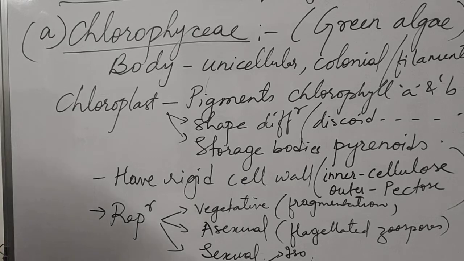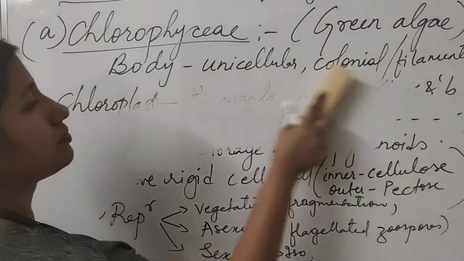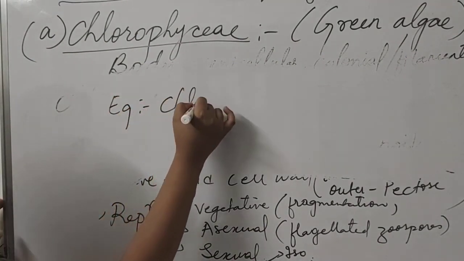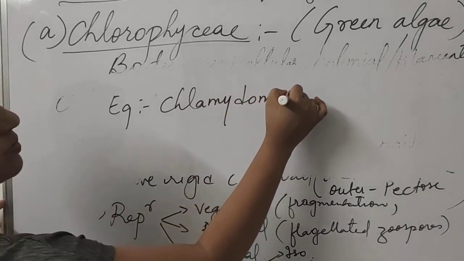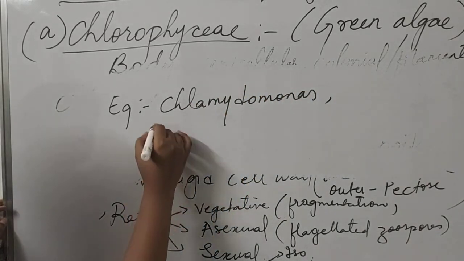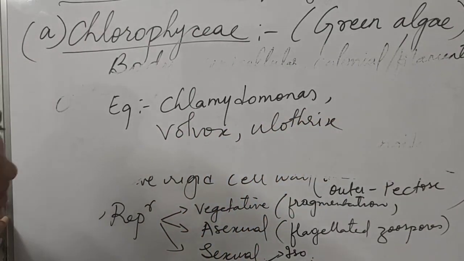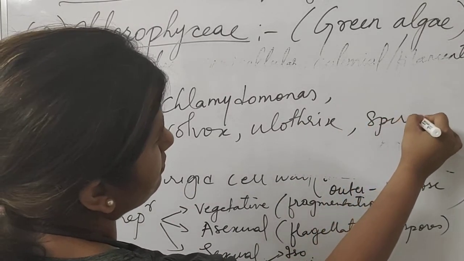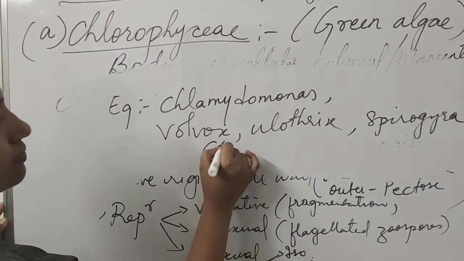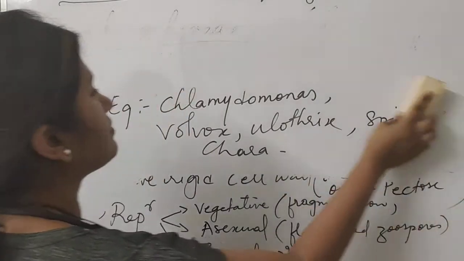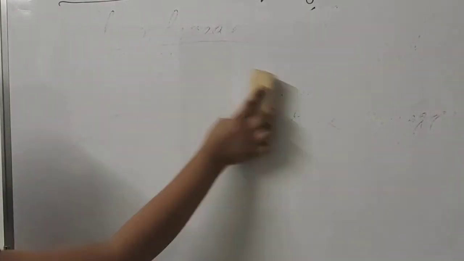Examples of Chlorophyceae are Chlamydomonas, Volvox, Spirogyra, and Chara. Now we'll come to the second class of algae, that is Phaeophyceae.